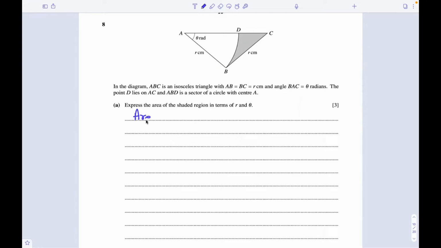So the area of the triangle ABC would be half ab sine C. So half, we have the two lengths which are r and r, and we need the angle between them. So we know that the formula for the area of a triangle is half ab sine C. Now as these two lengths are equal, it means this angle would also be theta, which means that this angle would be 180 minus 2 theta. So the area would be half into r, which is r square, into sine of pi minus 2 theta.